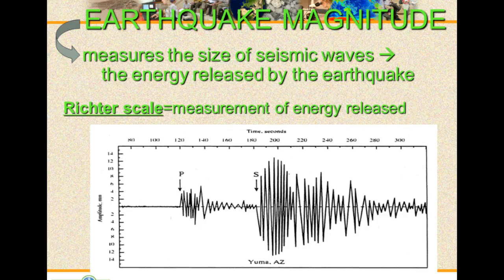Okay, now let's look at what's called the magnitude of an earthquake. An earthquake's magnitude measures the actual size of the seismic waves and the energy released by that earthquake. Get that in your notes. Now, you've most likely heard of what's called the Richter scale. This is the actual measurement of the energy released by an earthquake and is based on the amplitude of the wave, or the size of the vibration.